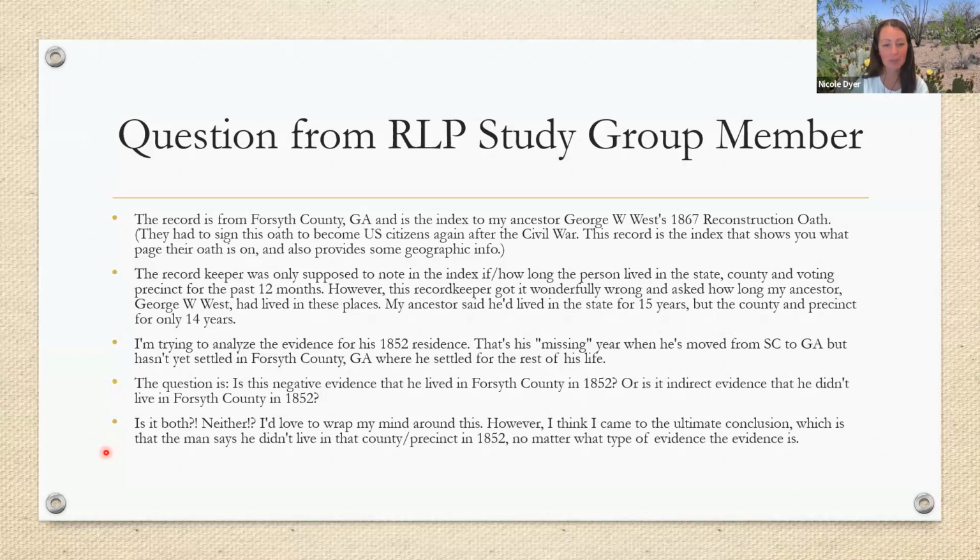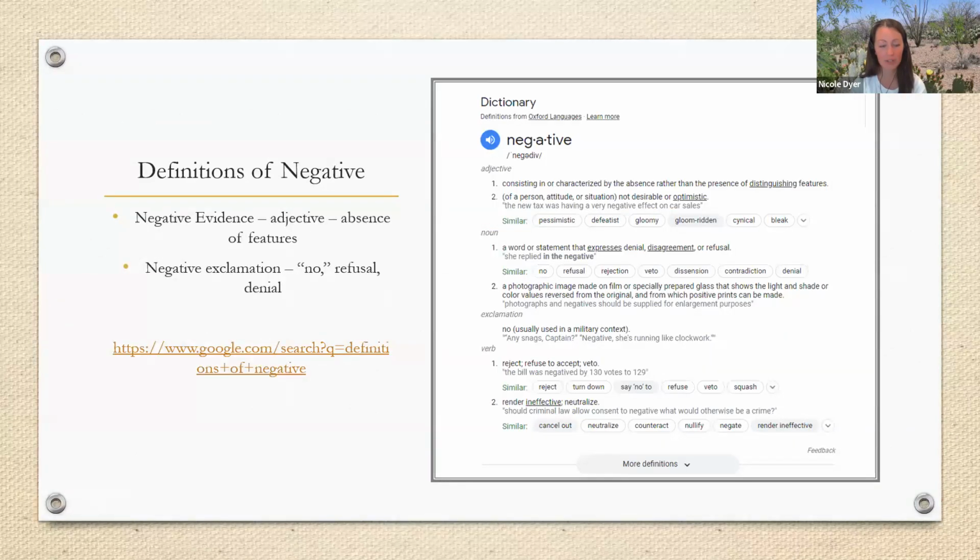I love this question because it's such a common thing to wonder what type of evidence these kind of things are. And so it's really good to dive into the details and figure this out. And I love that the answer is kind of here. The man says he didn't live in that county precinct in 1852. So that kind of directly answers the question, right? So my answer is that this is direct evidence, but we should go through all the different ideas as well.